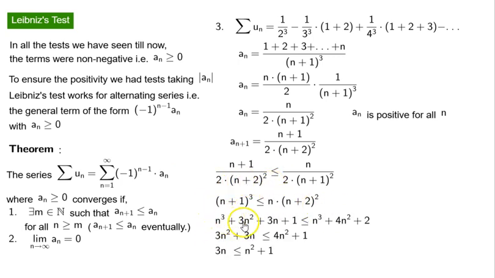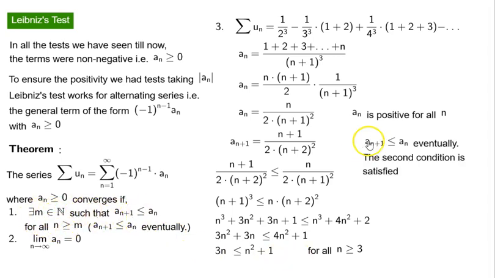Opening up the brackets, we get n cube plus 3n square plus 3n plus 1 is less than or equal to n cube plus 4n square plus 2. Simplifying it, we get 3n is less than or equal to n square plus 1. Which means that this is true for all n greater than or equal to 3. And that is how this eventually word comes and what this statement means. So a sub n plus 1 is less than or equal to a sub n eventually. The second condition is satisfied, which means that the series u sub n is convergent. So that was Leibniz's test.